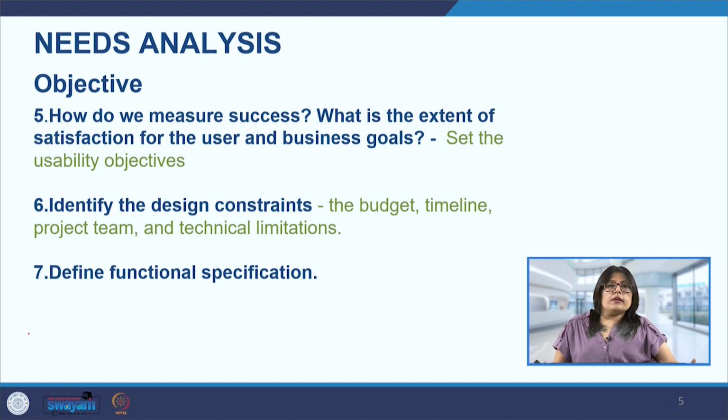And finally, define the functional specifications. Just like we have, say, a computer and we have ROM, RAM, and other details, similarly for our project, what are the functional specifications that are important? Those also need to be known to us.